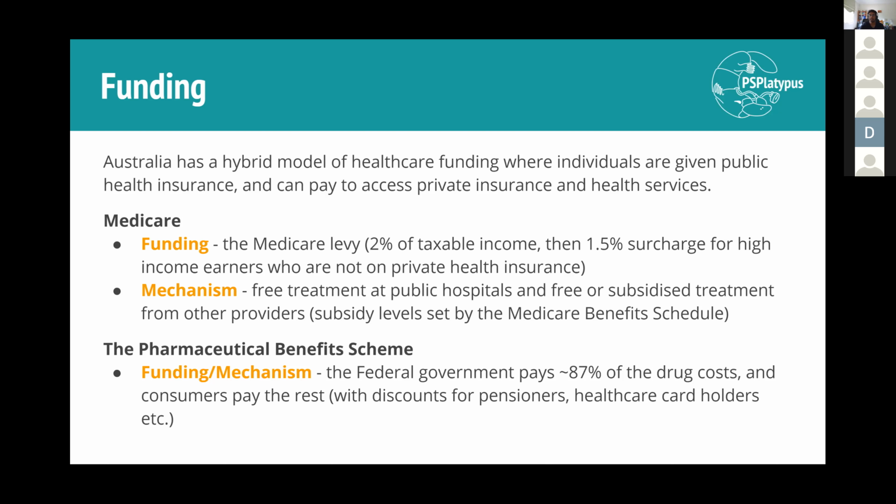The Pharmaceutical Benefits Scheme is basically we want to have good access to drugs. We don't want poor people to be just locked out of medical care. And so on average for the drugs covered by the PBS, the government's going to pay about 87, almost 90% of our drug costs. And then the consumers are going to pay the rest. And we have various discounts for at-risk groups.